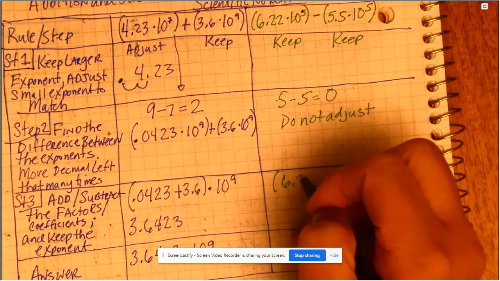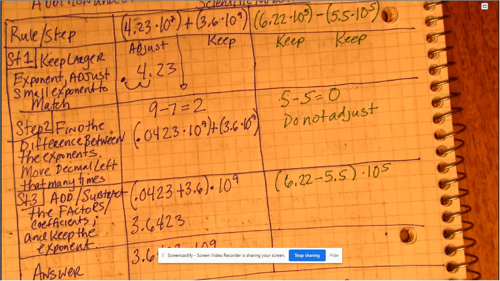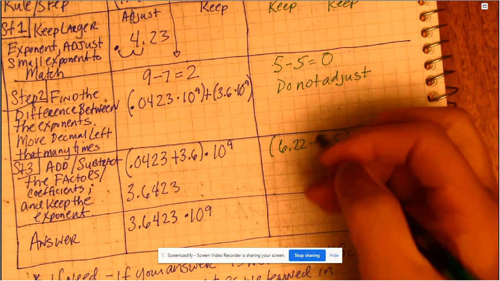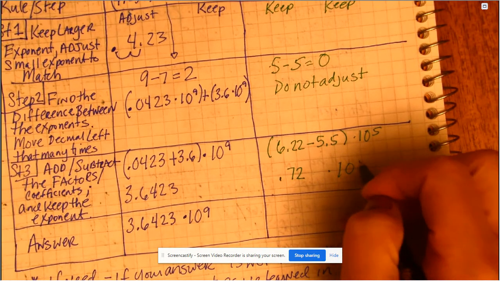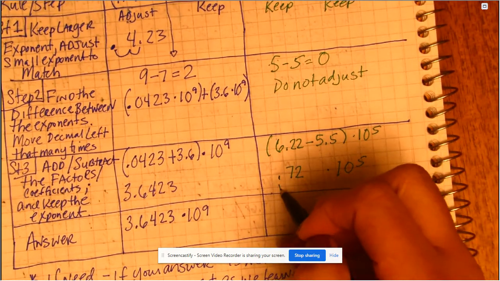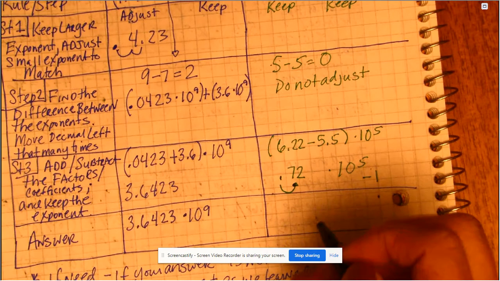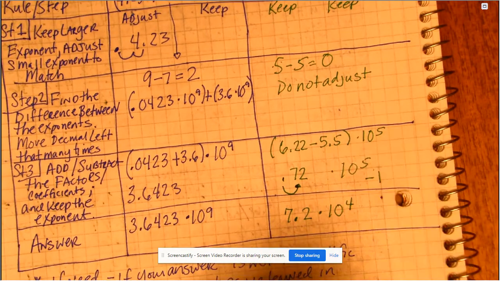If we put these together, 6.22 minus 5.5 and 10 to the 5th was our common exponent. And if we do 6.22 minus 5.5, we're going to come up with 0.72 times 10 to the 5th. And so this is not in scientific notation. In order to accomplish that, I'm going to have to move this over 1 here, which means I would have to subtract an exponent here, right? Making my final answer 7.2 times 10 to the 4th power.